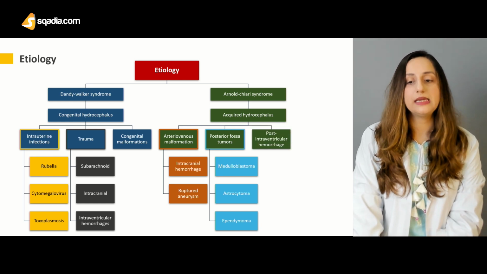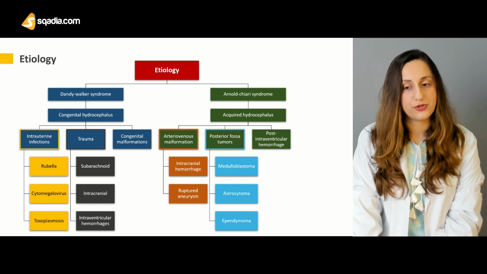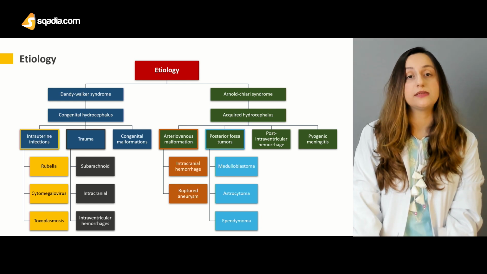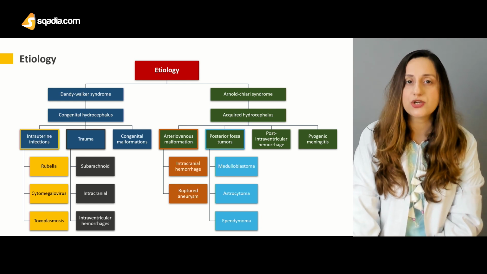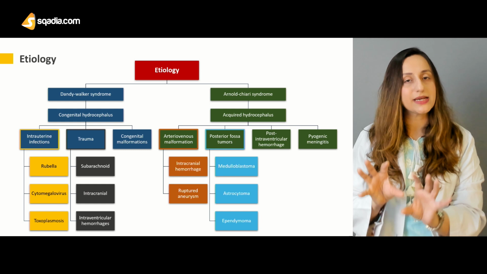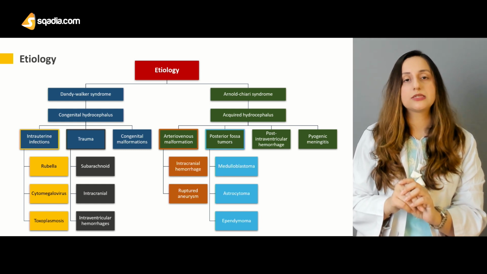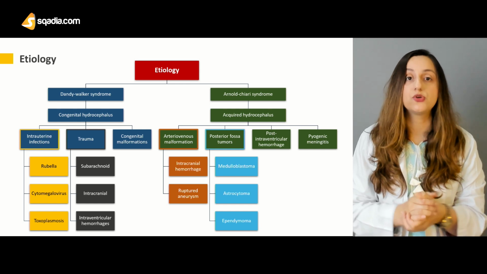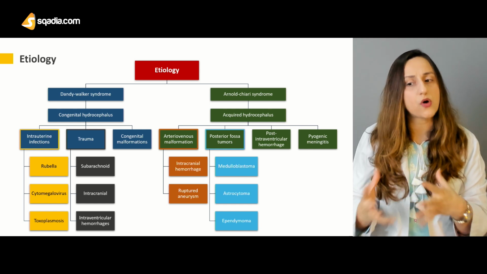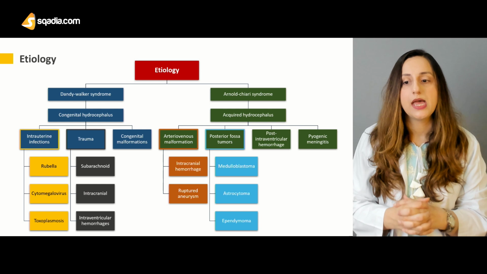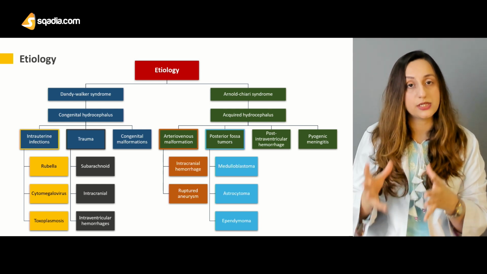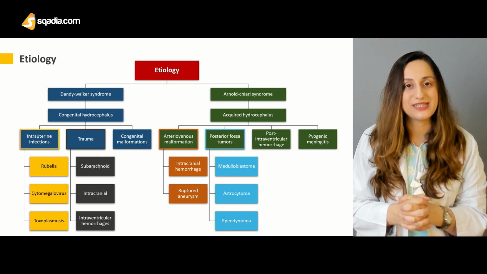Then we have the post-intraventricular hemorrhages. They can also occur in the patients. And then we have pyogenic meningitis, obviously any kind of infections. Specifically, bacterial meningitis is one of the conditions in which the patient is suffering from an increased intracranial pressure, but it's obviously a reversible condition. And basically, the prognosis is very good in patients of pyogenic meningitis.